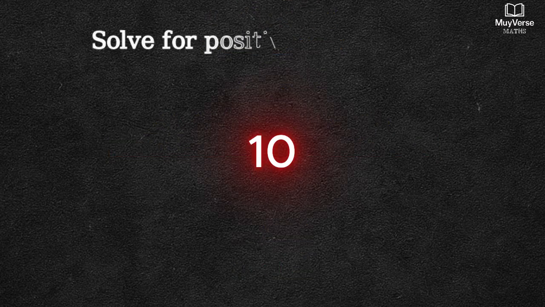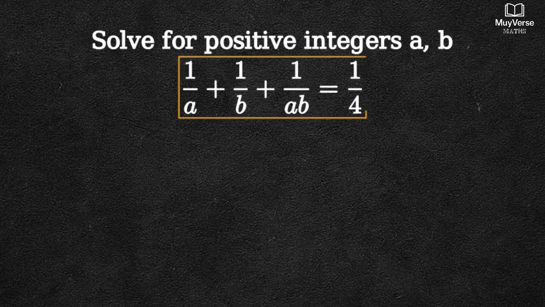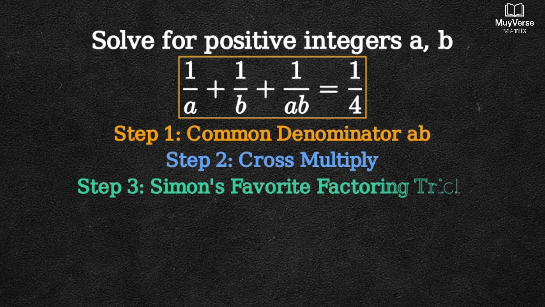We will solve for positive integers a and b in the equation 1 over a plus 1 over b plus 1 over ab equals 1 over 4. We'll proceed step by step. Find a common denominator, cross-multiply, use Simon's favorite factoring trick, and list the factor pairs to get all solutions.